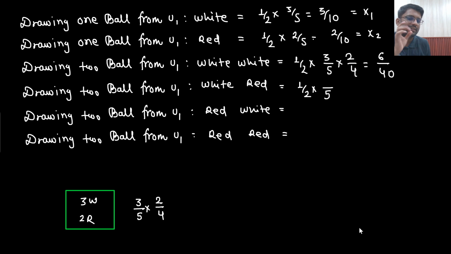Drawing two balls from U1, first one is white and second one is red. So first one is white. Initially I am having 5 balls, 3 of them are white. Then I am having 4 balls, 2 of them are red. So 6 by 40.